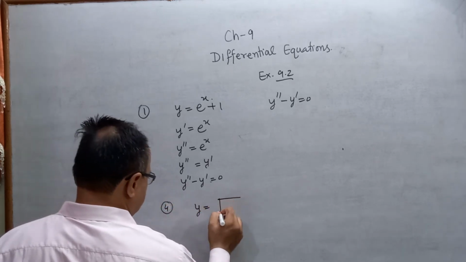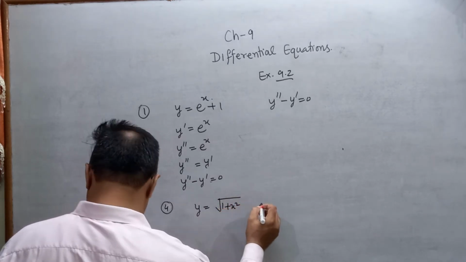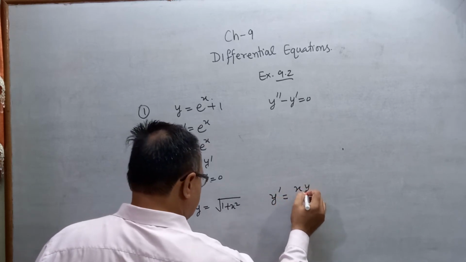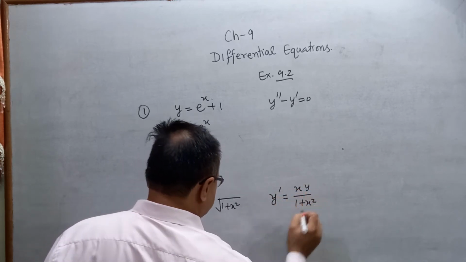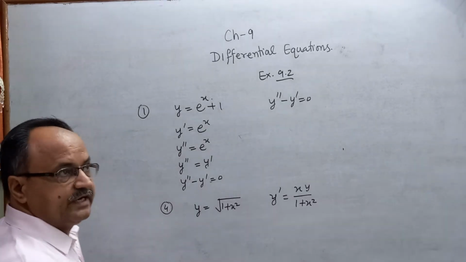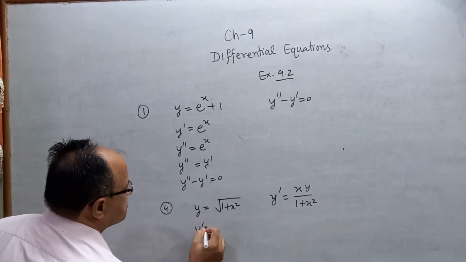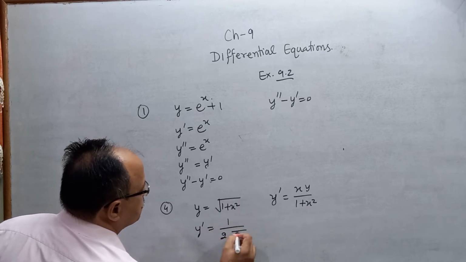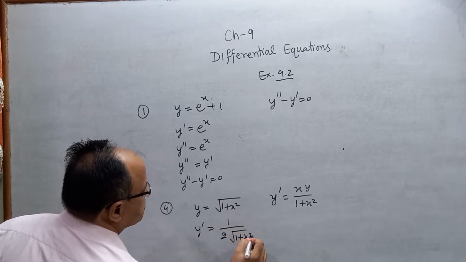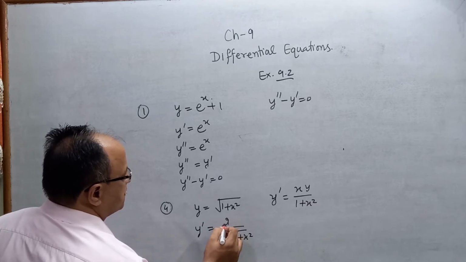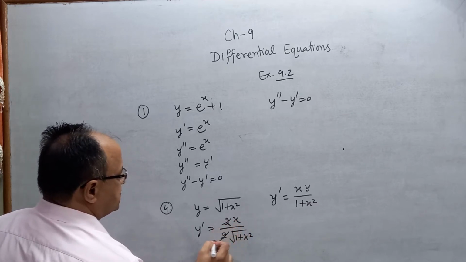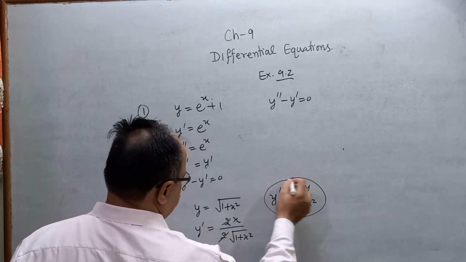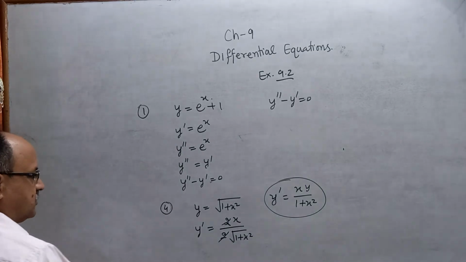This is the solution. Second question as it is, third as it is, fourth. y is equal to root 1 plus x square, and you want to prove y dash is equal to xy upon 1 plus x square. Now can you tell me the derivative of this, y dash? That is 1 by 2 root 1 plus x square, and the derivative of 1 plus x square is 2x. This will cancel.